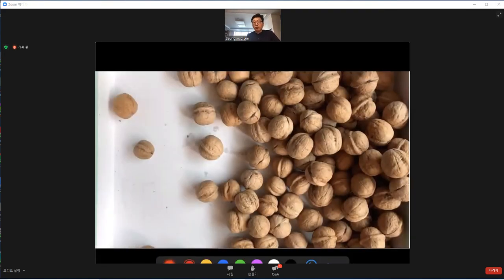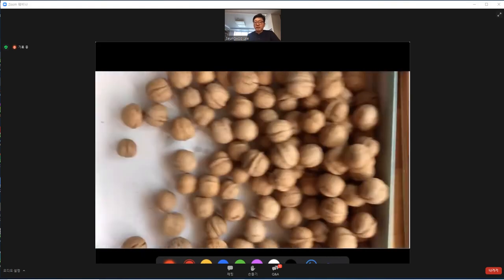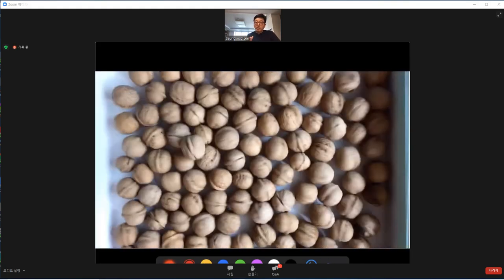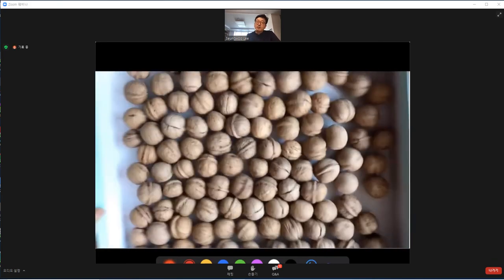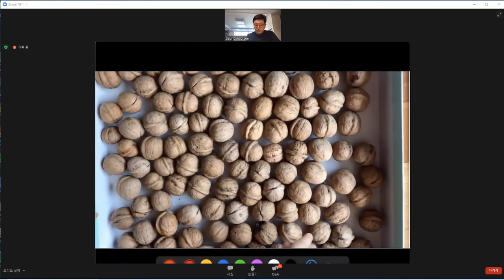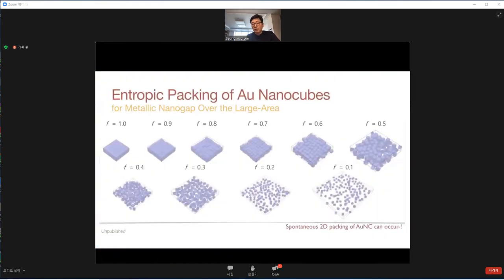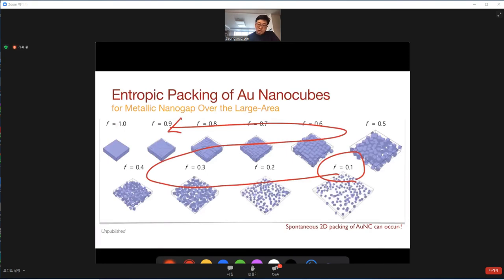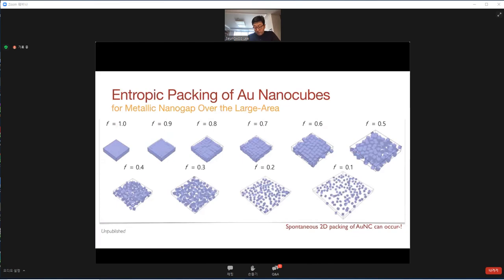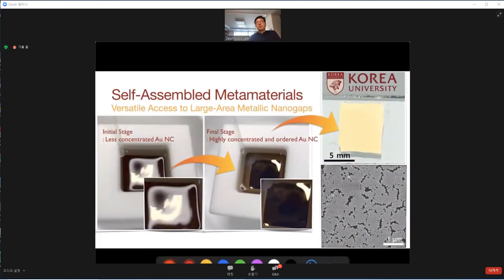So we are going to use entropy packing. When particles are confined in a two-dimensional area and you put in some thermal energy, they are going to crystallize due to the entropy effect. The same thing can happen at the nanoscale. Let's say we have nanocubes confined in two-dimensional areas, and just by increasing the volume fraction of the cubes, you can see that the particles crystallize and pack. This simulation result was experimentally realized well.